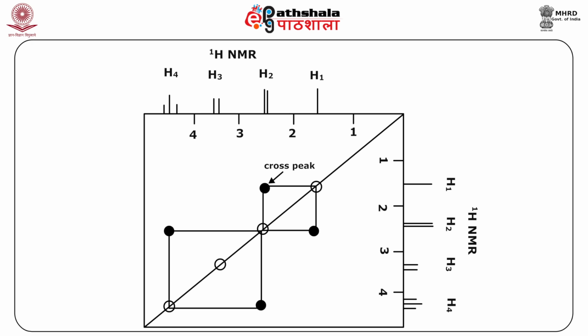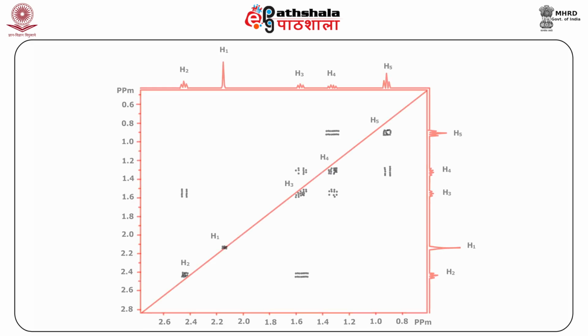Now you can see what I have said in this particular figure and it is clearly visible and understandable. Now let us start by analyzing the COSY spectrum of 2-hexanone. First, consider the off-diagonal spot at 1.6.